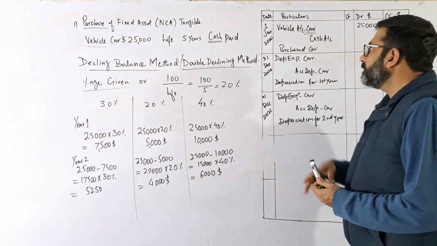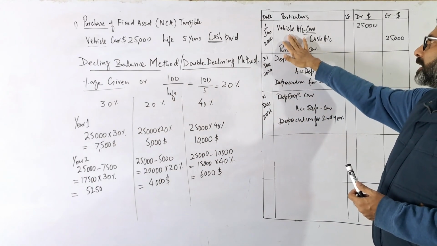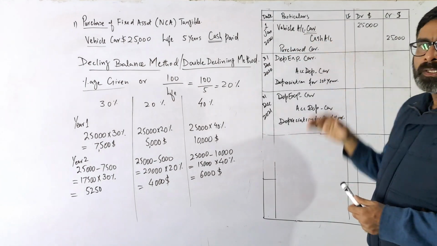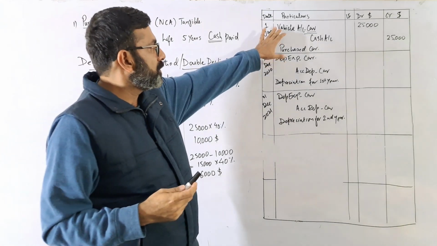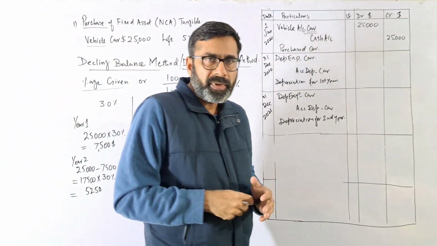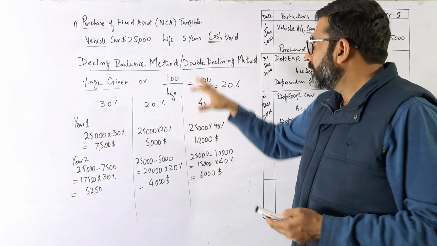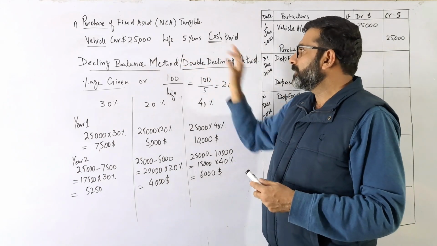So the basic entry: the vehicle, the car account is debit, and the cash account is credit by 25,000. This is the same entry for all the methods, the very basic entry when the asset is purchased with a life of 5 years.